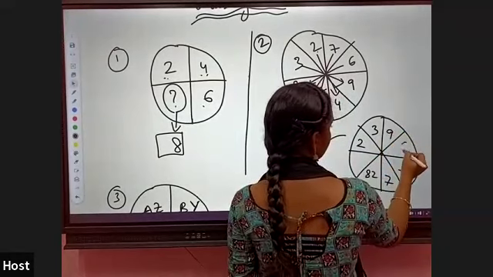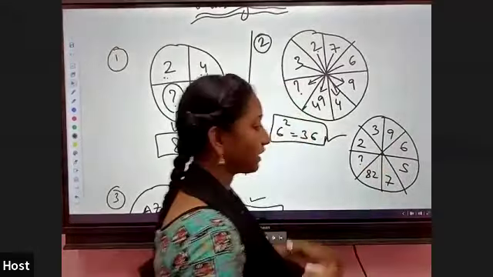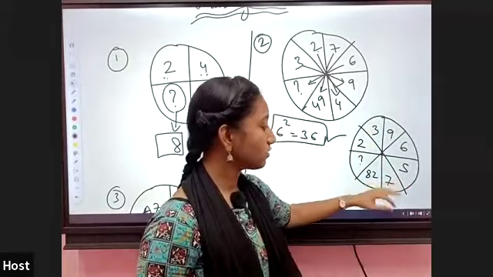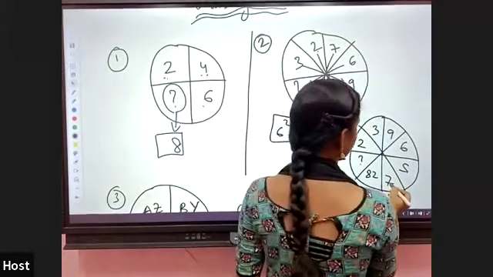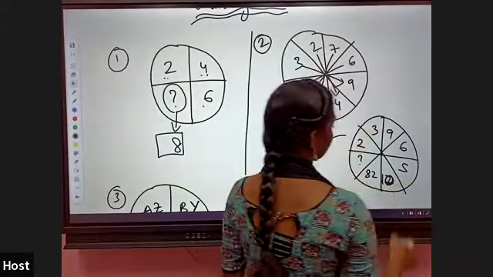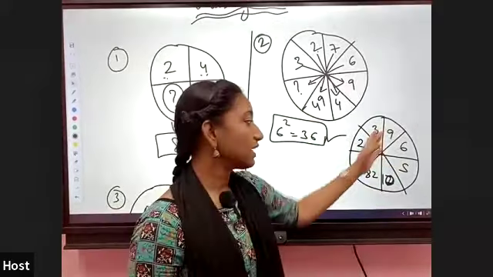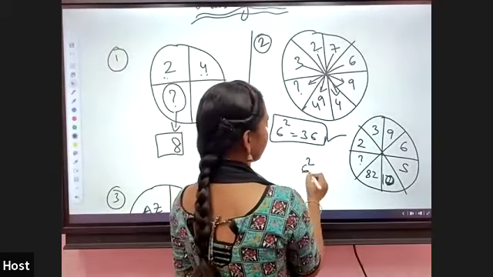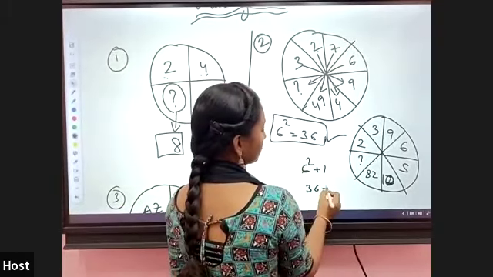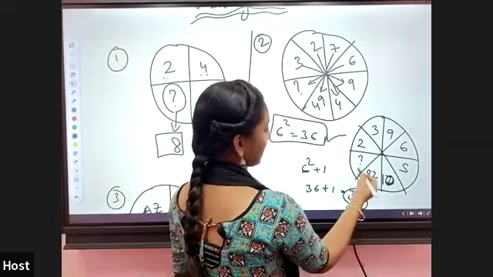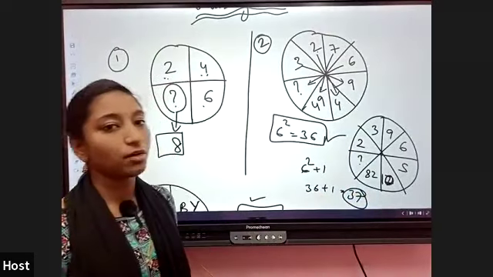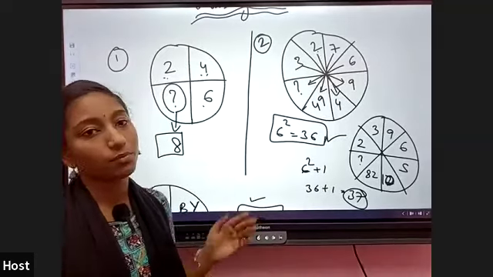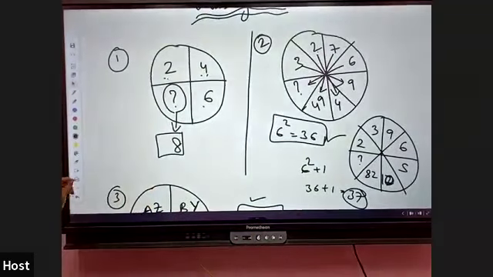82, 6, how much? So, here in this question, 2 square plus 1, 3 square plus 1, 9 square plus 1. So, we should do 6 square plus 1. 6 square plus 1 means 36 plus 1 equal to 37 is the answer. So, they may give plus 1 or minus 1, plus 2 or minus 2, cubes plus 1 or cubes minus 1. So, they may give like this also.